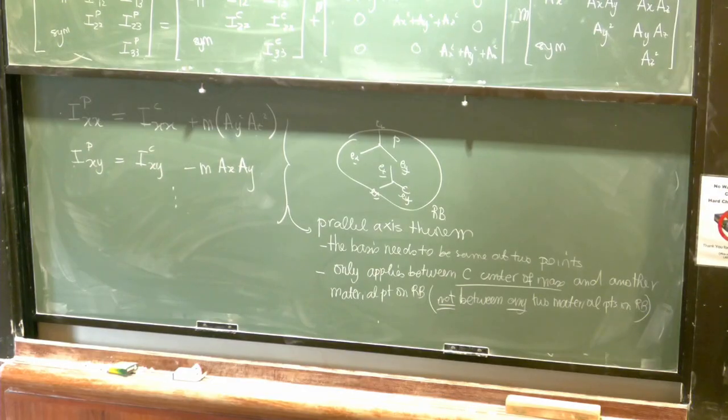Okay, so let's consider a circle of mass m, radius r, and the z axis is perpendicular to the plane of the circle. I want to calculate the moment of inertia of the circle about its center of mass about the z axis, I_CZZ. What is that equal to?